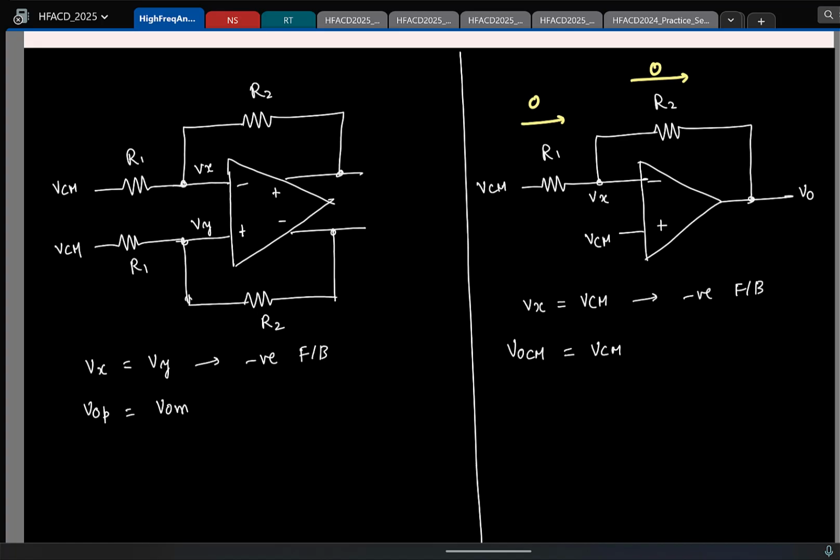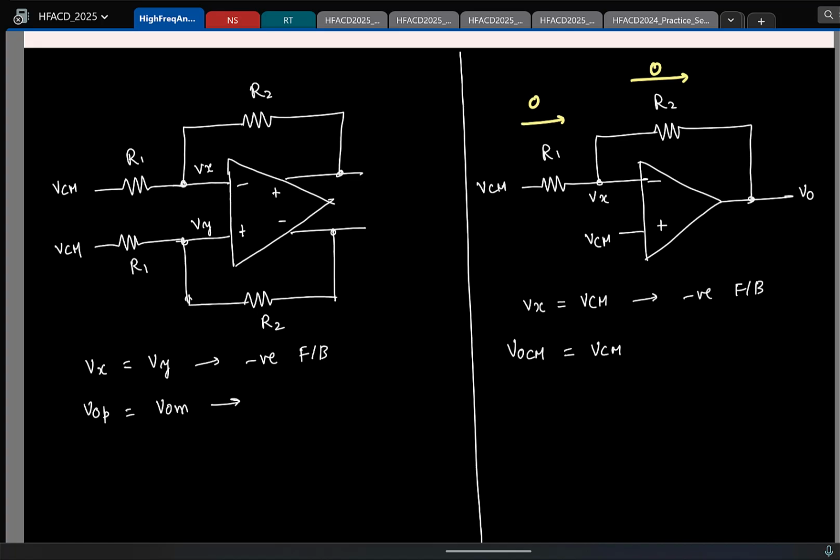But is the negative feedback saying what will be the absolute values of Vx and Vy? Yes or no? Negative feedback is only saying the difference between these two is 0, which means Vx is equal to Vy. But it is not saying what will be the exact values of Vx and Vy. Is this clear? So I can only say that the two output voltages are equal. This negative feedback will not set what these two voltages are exactly equal to.